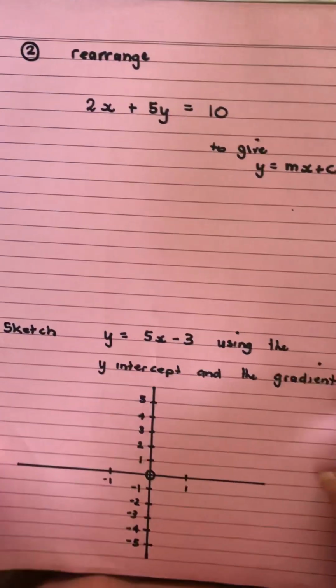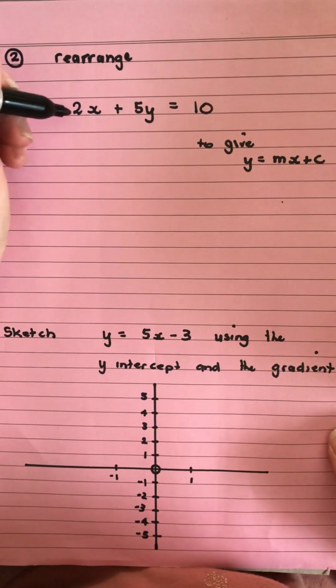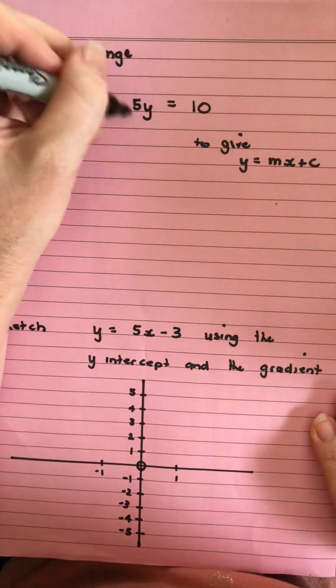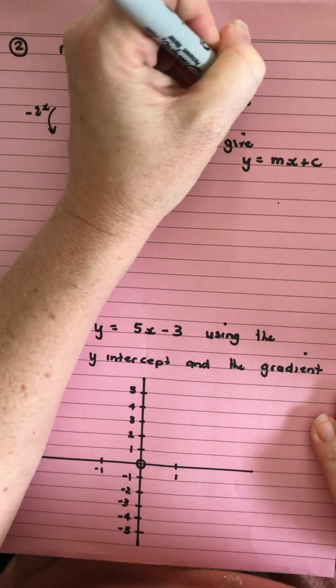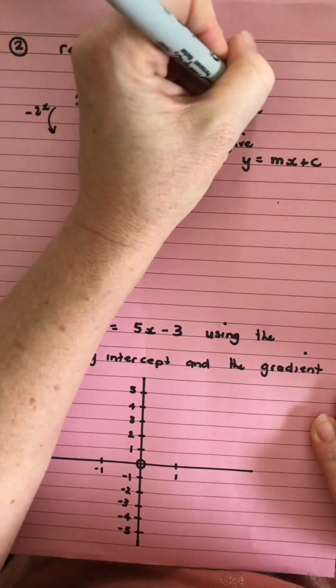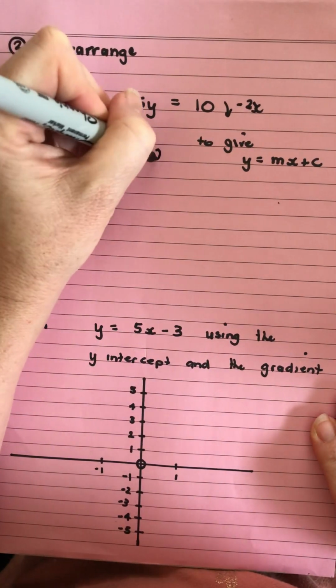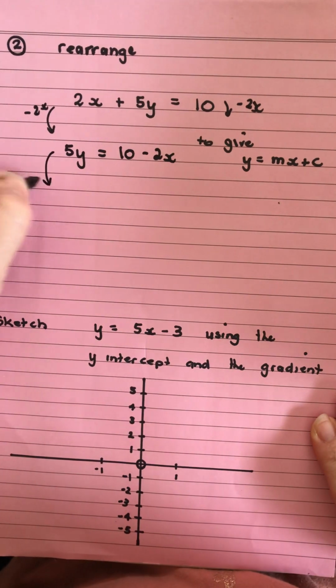The next thing that we might be asked to do is to rearrange an equation to get it into y equals mx plus c. So here we've got 2x plus 5y equals 10. First we want to get the 5y on its own, so we're going to take 2x from both sides. So that's going to give me 5y is equal to 10 take 2x.